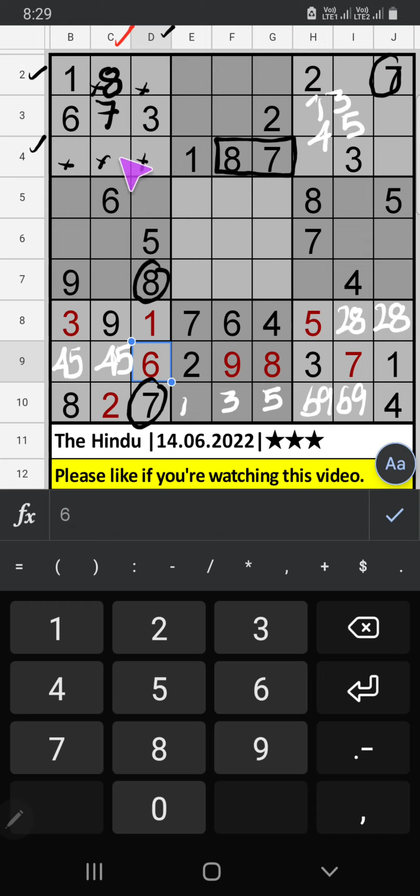Column C, 4 numbers are remaining: 1, 3, 4, 5. 1st grid, we have 1 and 3. So 1 and 3 can't come in this cell. It will come in one of the two cells. We will confirm later. Then only two numbers are remaining, 4 and 5. It will come in one of the two cells. We will confirm later.